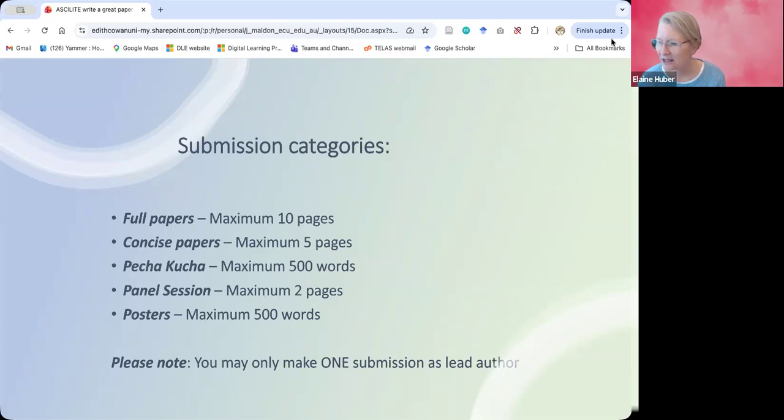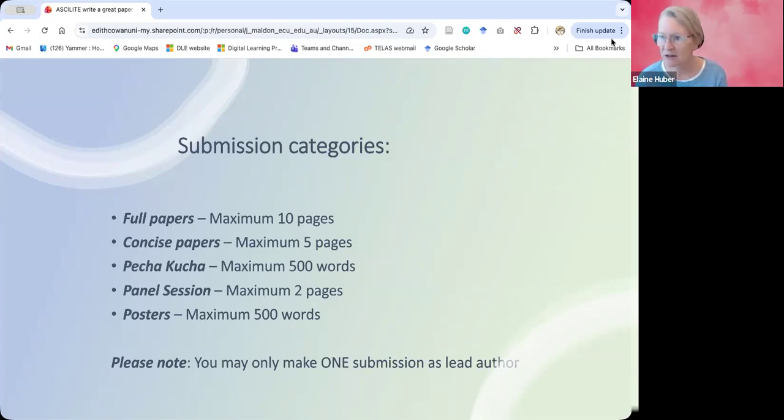Great question in the chat, Geet. Full paper, maximum 10 pages. Does that include the reference list? Yes. So again, you've got to think about how many references you really need. So this is not like a journal article. A journal article does have very strict word counts.